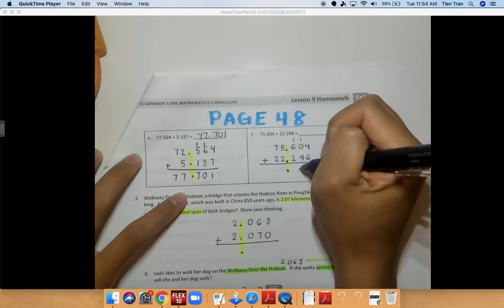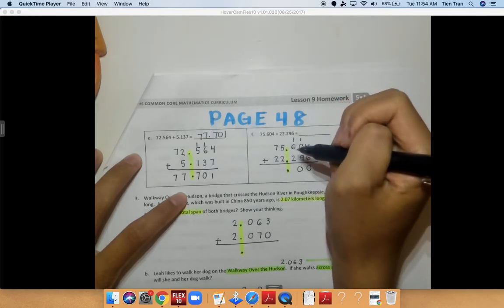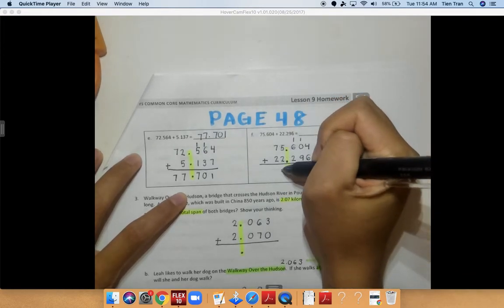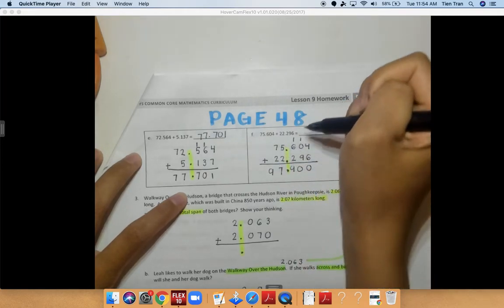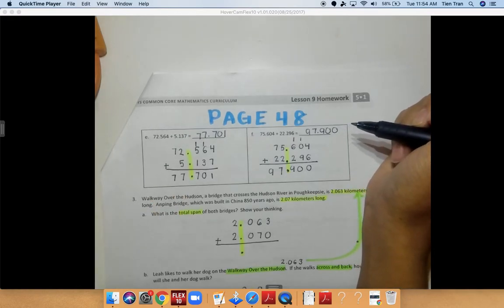On this side right here, we have 6 plus 4, which is equal to 10. 9 plus 1, which is equal to 10. 6 plus 2, which is equal to 8, and 8 plus 1 is equal to 9. Bring down your decimal. 5 plus 2 is equal to 7. 7 plus 2 is equal to 9. So I have 97.900. Okay?